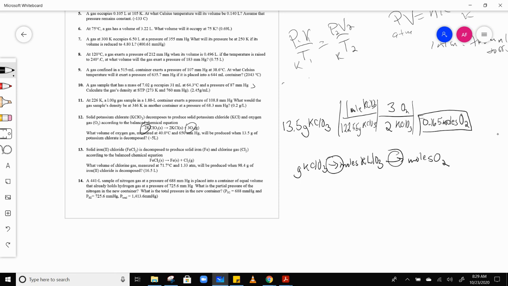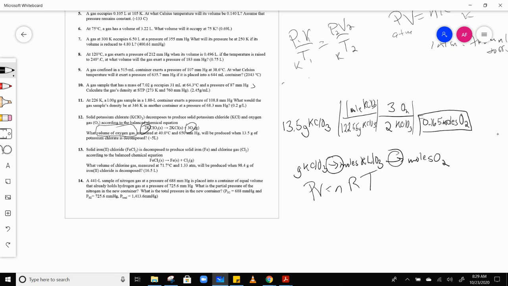Okay, but we don't want to know moles. We want to know how many liters, right? What volume of oxygen gas? Now at STP, this would be easy because it's 22.4 liters per mole. But this is not at STP. So what we have to use is PV equals nRT.